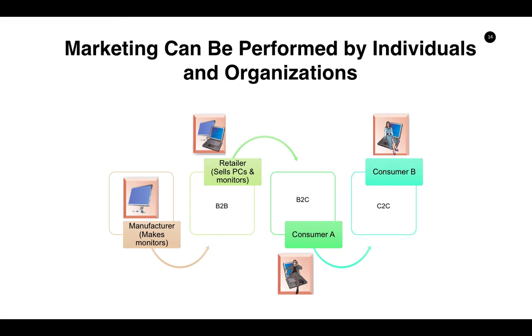So marketing can be performed by individuals and organizations. So you have B2B, so business to business marketing, business to consumer, which is the most common form that we'll probably see in this class. And then you have C2C, customer to customer. So have you ever purchased anything from Etsy or sold anything on Let Go or on any other app, eBay? This is customer to customer marketing.